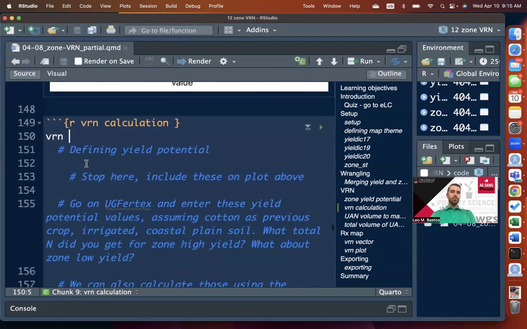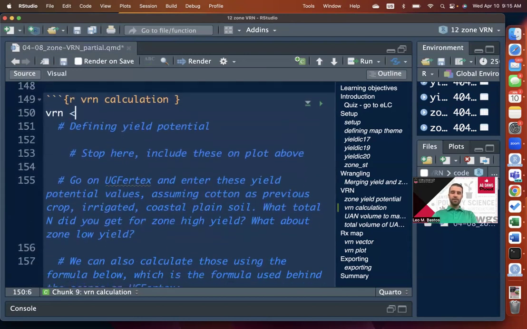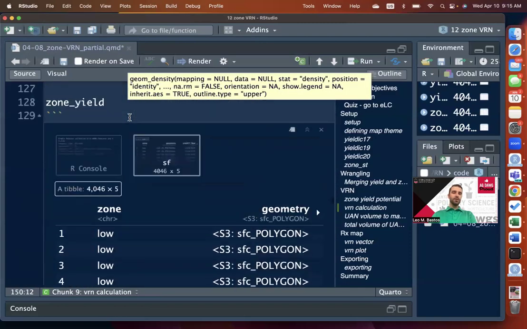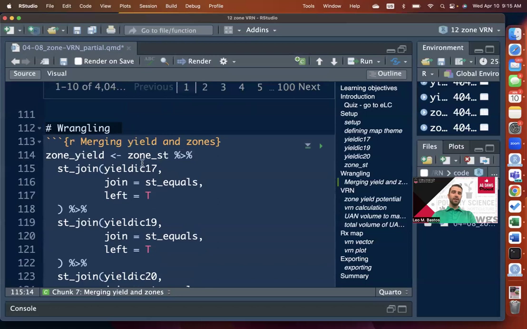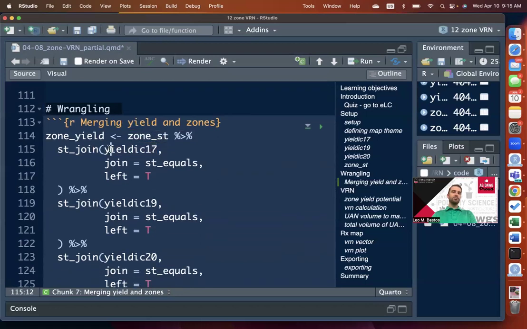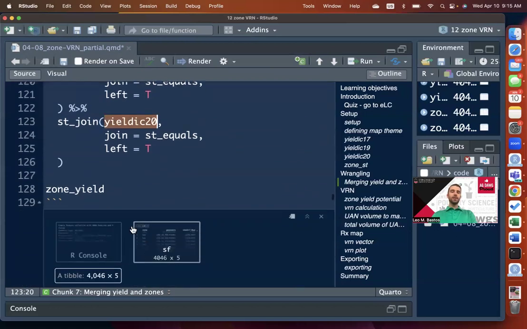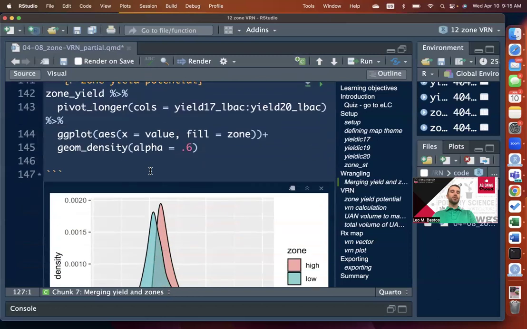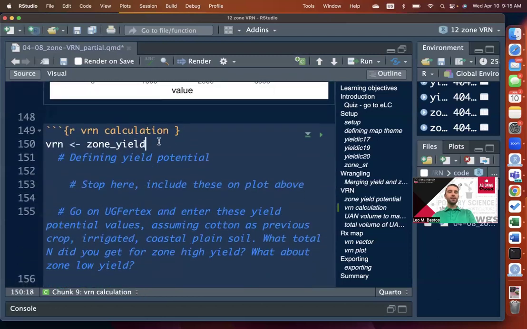On the next chunk here, give the assignment symbol. We're starting with the object zone yield, which, just to remind you, is the one that we joined on the chunk above, where we brought in the labels for the zones and joined spatially with the yield data for 17, 19, and 20, which was interpolated, meaning that they all have the same number of rows, same number of cells or mini polygons on that map. So we're starting with that.